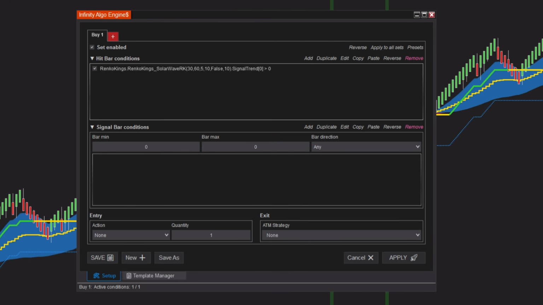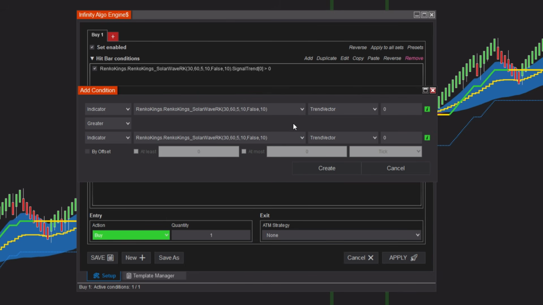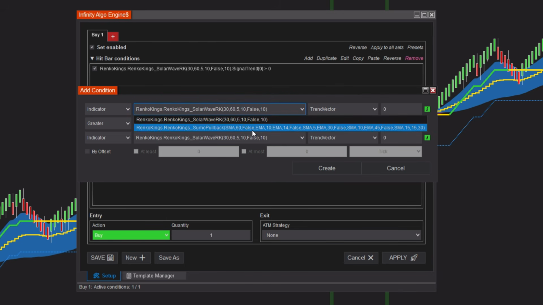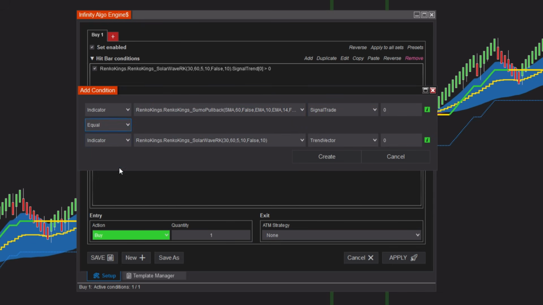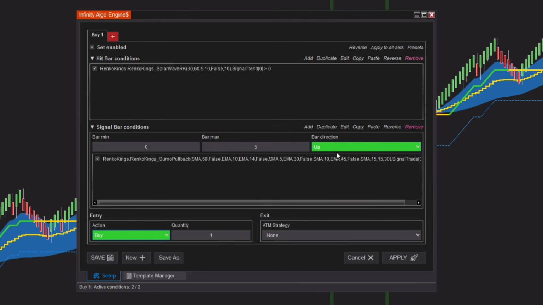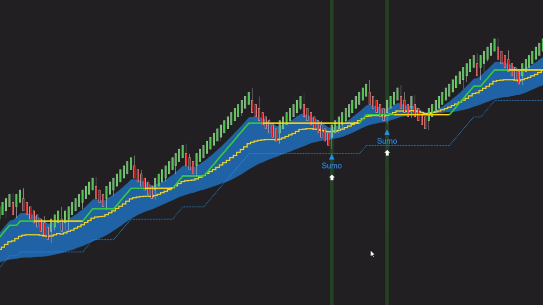Next, after the hit bar has been defined, we move to the signal bar to define the signal candle. As mentioned earlier, the first and simplest buy signal comes from Sumo pullback. Since the Sumo pullback indicator already provides an encoded buy signal with a value of 1, the setup process is straightforward. Specifically, in the signal bar, we simply set the condition that the buy signal from Sumo pullback must have a value of 1. When this condition is met and the hit bar has already confirmed the bullish trend, the system will propose a buy signal according to the defined strategy. Now we have successfully created the first buy signal.